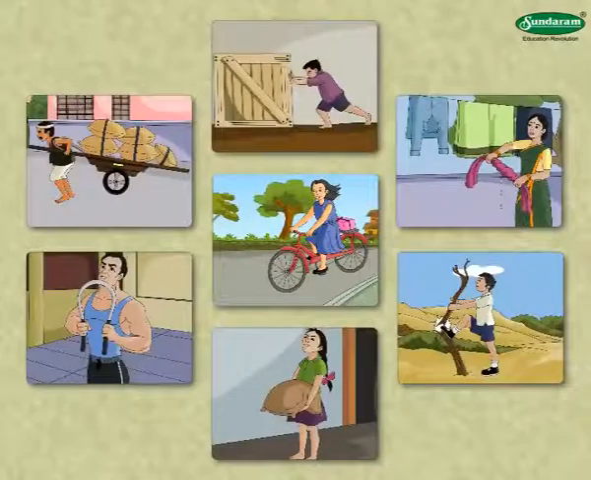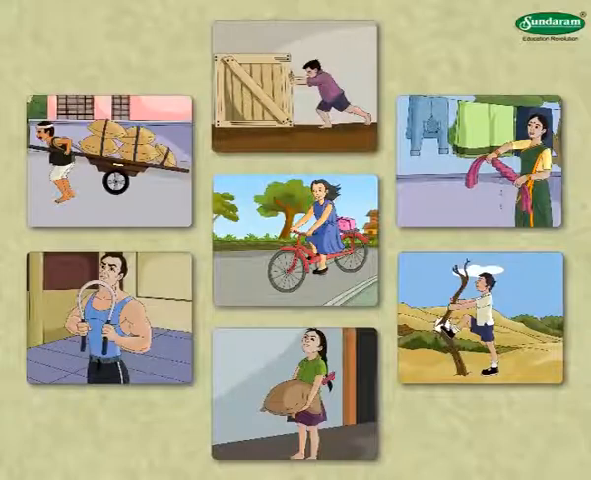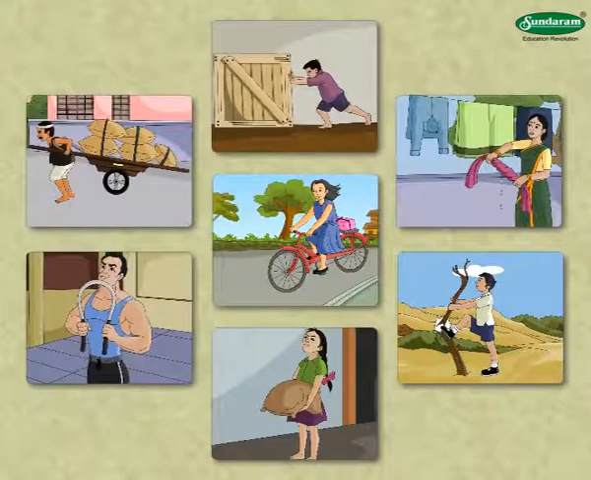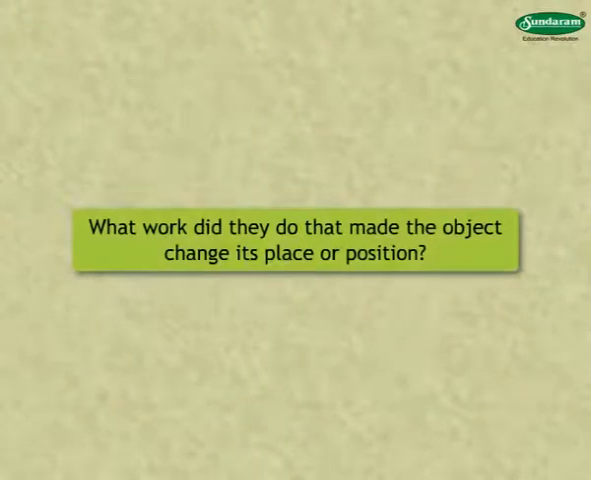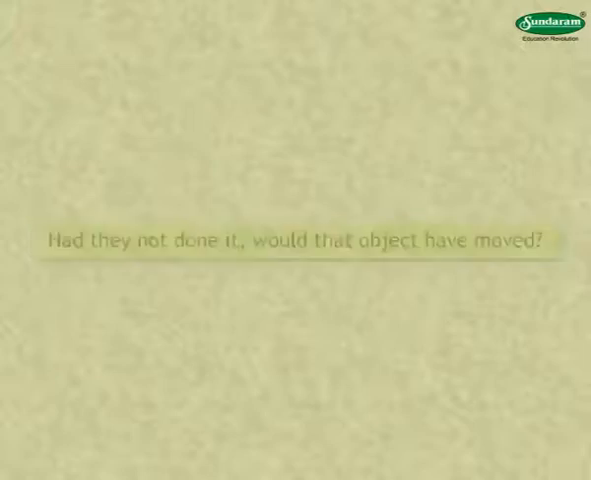Observe what the people in the pictures above are doing. What did each one of them have to do in the actions of pulling, pushing, wringing, bending, lifting, and breaking something? What work did they do that made the object change its place or position? Had they not done it, would that object have moved?